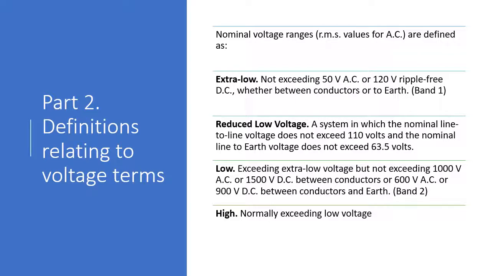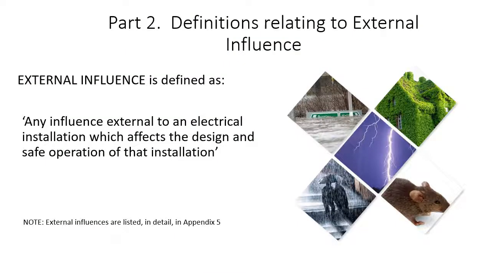We've got other definitions in there, such as nominal voltage ranges. We've got extra low, reduced low, low. Look them up. Voltage is nominal. And then of course, I keep mentioning this and you're going to hear a lot more about it yet to come, external influences. An external influence is defined as any influence external to an electrical installation which affects the design and safe operation.